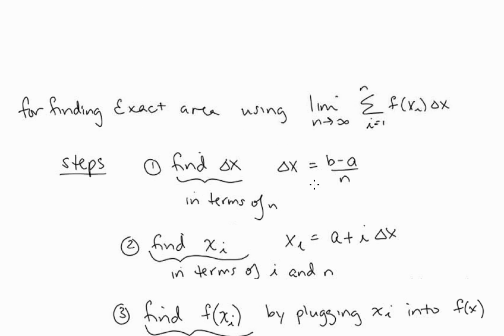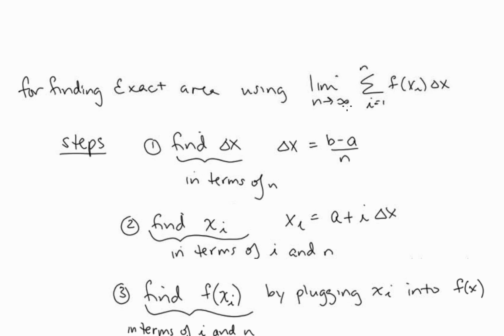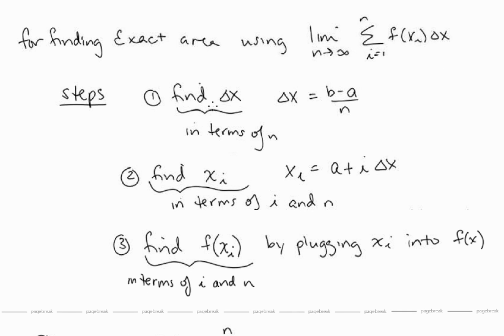So to find the exact area using the limit as n goes to infinity of the summation i going from 1 to n, f of xi delta x, here are the steps. The first thing we're going to want to do is find delta x in terms of n. So delta x is going to be b minus a over n, but remember we don't have a specific value for n, we're going to let n go to infinity.